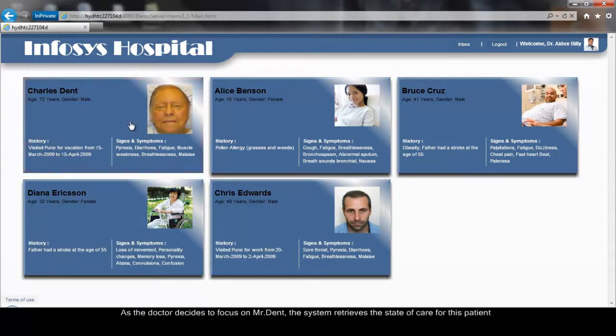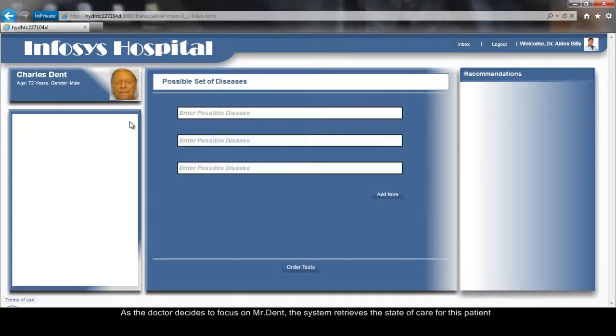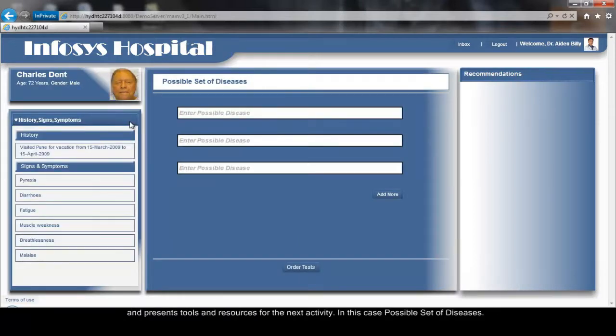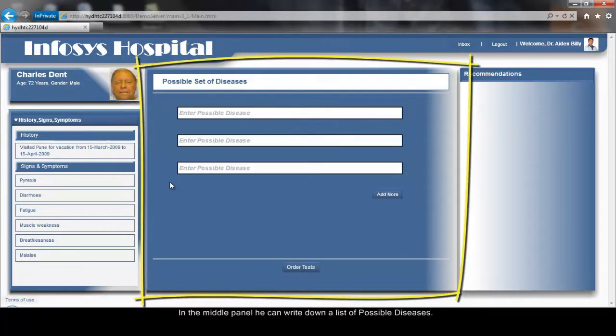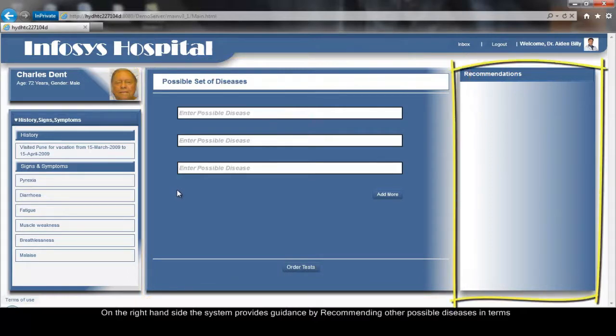As the doctor decides to focus on Mr. Dent, the system retrieves the state of care for this patient and presents tools and resources for the next activity, in this case, possible set of diseases. On the left-hand side, the doctor can see the history, signs, and symptoms of the patient collected by the hospital staff. In the middle panel, he can write down a list of possible diseases. On the right-hand side, the system provides guidance by recommending other possible diseases in terms of related material and evaluations that the system might have with respect to the signs and symptoms of the patient.